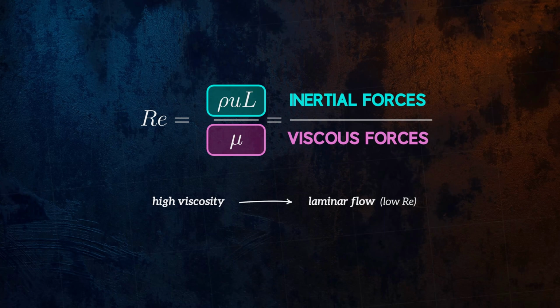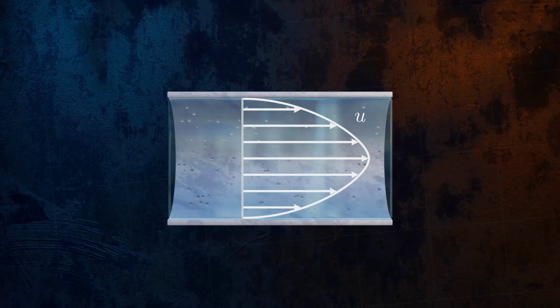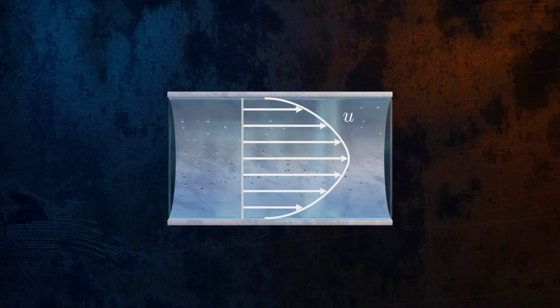Viscosity also causes the pressure drop along a pipe. Without viscosity, there would be no shear stresses imparted by the pipe wall, and the velocity profile would look like this.